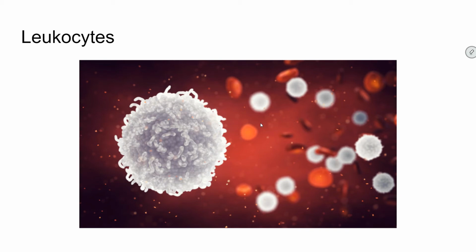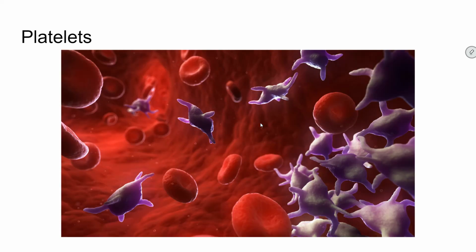Whether it's a bee sting or some sort of virus or whatever that you have. And so these cells' big function is to fight off infection. We're going to get into that. We'll have a whole unit on the immune system, so we're not going to get into their function very deeply here. And then lastly are the platelets.